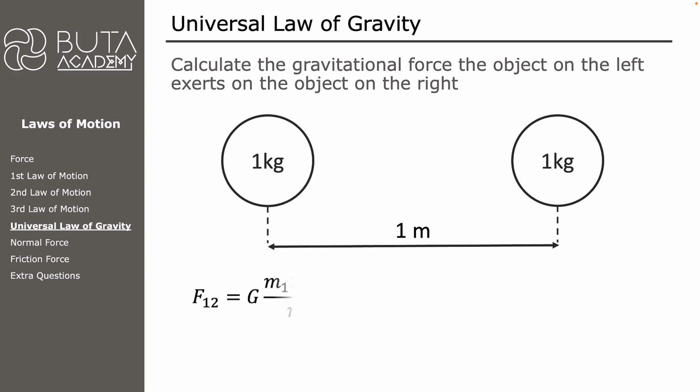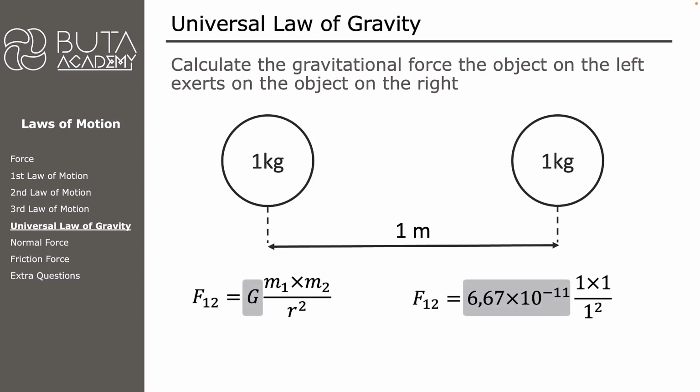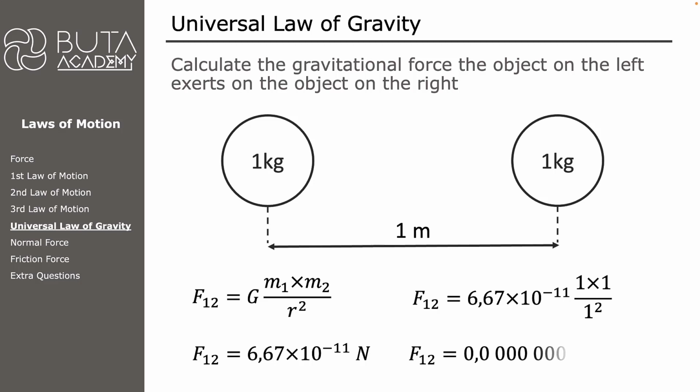First, we write down the formula to calculate the force of gravity. Then, we substitute the values in the formula. G is 6.67 times 10 to the power of minus 11. Mass of each object is 1 kg and the distance r is also equal to 1 meter. As a result, force of gravity is equal to 6.67 times 10 to the power of minus 11. If we write it as a decimal number, we get the value on the screen. This is such a small number that even if there was no friction force preventing these objects from moving, it could take them millions of years to move a tiny distance.